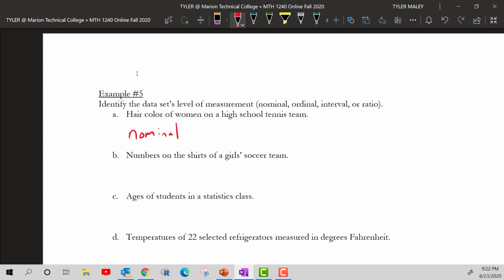Right? Part B, the numbers on the shirts of a girls' soccer team. So again, this is qualitative. So this would be nominal or ordinal, and the order doesn't make sense, right? If your jersey number is 2 or 5, I mean, if we just talk about those numbers in general, we have an order, right? 5 is greater than 2, but just because your jersey number is number 5 doesn't mean that you're a better player, or it doesn't mean anything in particular, right? So that would be considered nominal.